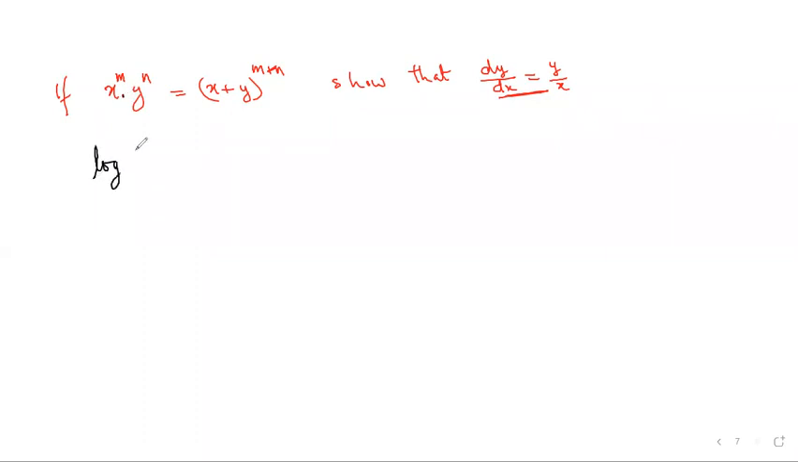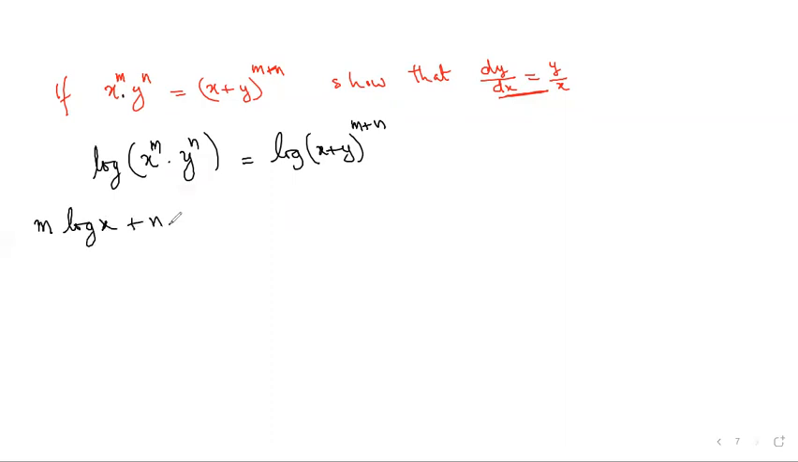So start with me. Log of x to the power m, y to the power n is log of x plus y to the power m plus n. Of course, nothing can be done about this. Only this can be brought in front. Here, a lot can be done. We can write m log x plus n log y is equal to m plus n into log of x plus y.